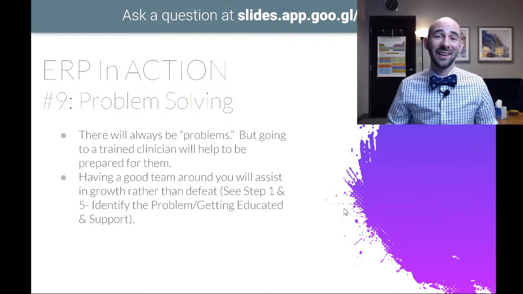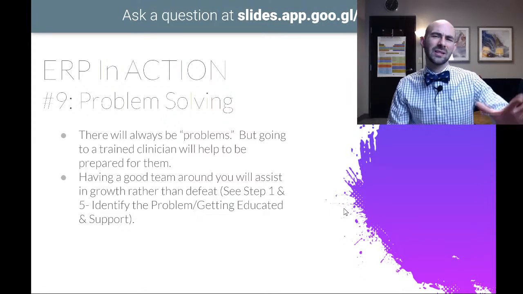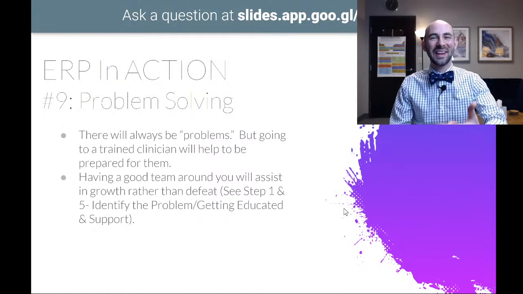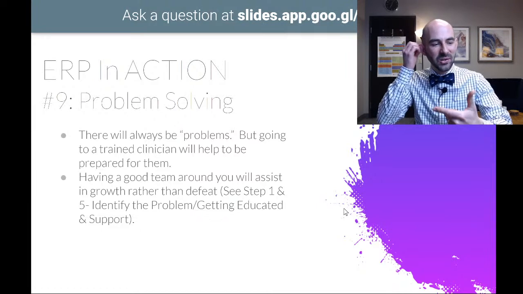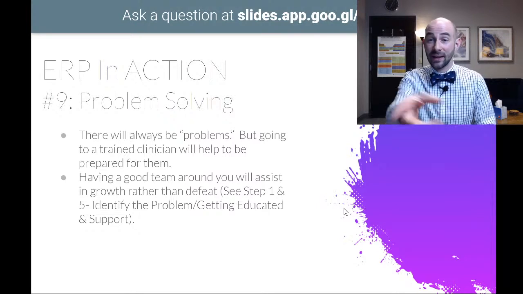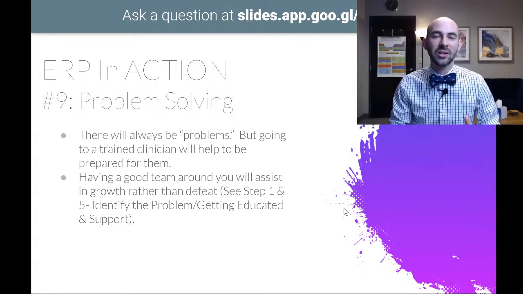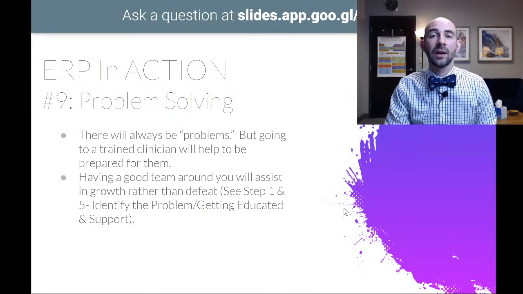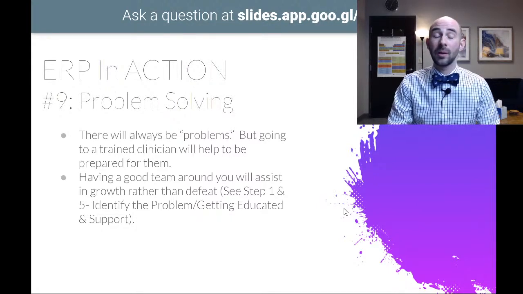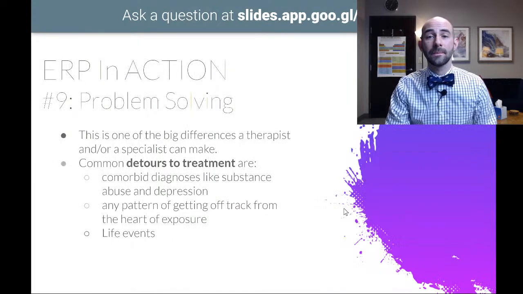Problem solving. We want to expect most problems. Of course, anything can take us by surprise, but when you become expert, and not even talking about clinically expert, but if you're a sufferer or a family member, when you get expert at catching those things, being aware, you can start to anticipate problems. And so that's what we do when we have a good team around us, when we've done the tracking, step one, step five, identifying the problem, getting educated, and then gaining support. We want to problem solve issues that come up. And that can also be all sorts of things like comorbidities, pandemic, lots and lots of things.